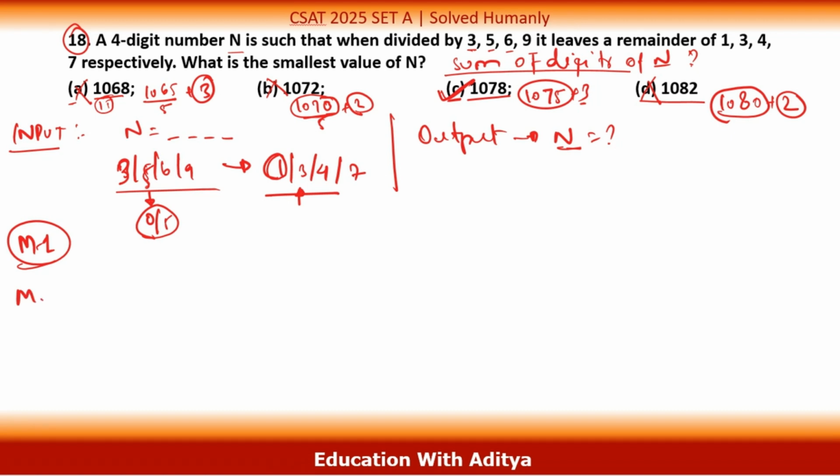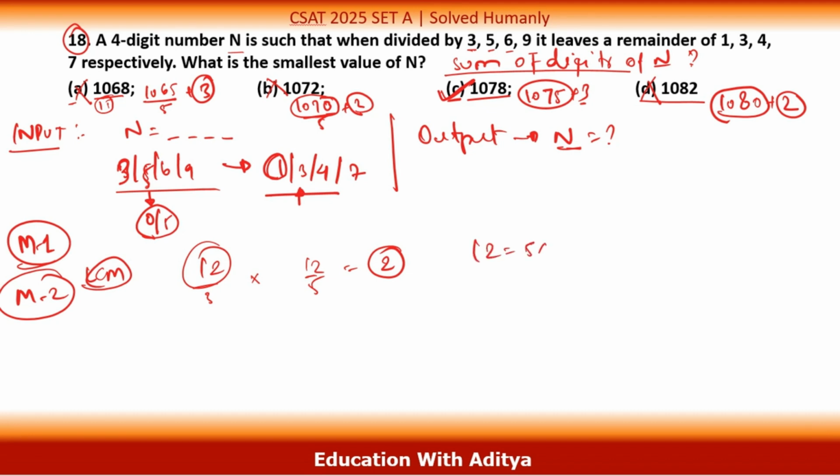That is method 2. That is the actual mathematical way, and that's where the application of LCM comes in. So what we can see is n is a number, any number. Let's take an example, 12. 12 when divided by 3 leaves no remainder. 12 when divided by 5 leaves a remainder of 2. So what I can say is 12 equals 5 into 2 plus 2. 5 into 2 is 10 plus 2, and the remainder of 2 will come here.